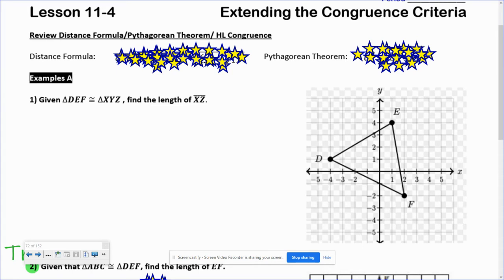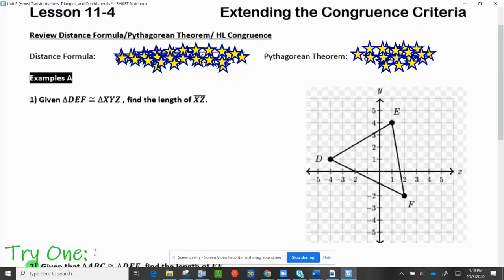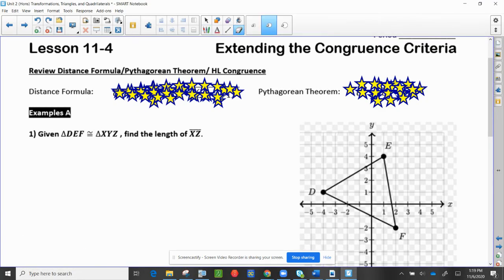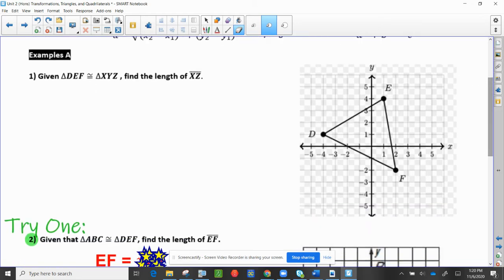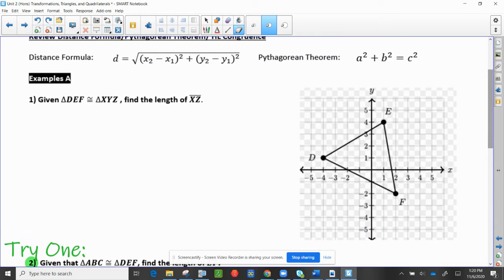Okay, so there's two ways I'm going to show you how to do the problem. One way is using the distance formula, which if you remember from Unit 1, is this, where we take the difference in your x values and square it, and add that to the difference in your y values and square it. The other way to do this problem is to use Pythagorean theorem. So a squared plus b squared equals c squared. I'm going to show you both ways, and then you can decide which you like to do better. Okay, so let's look at this statement they gave us.